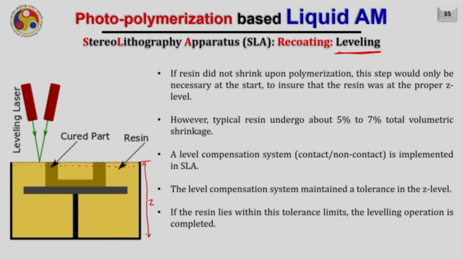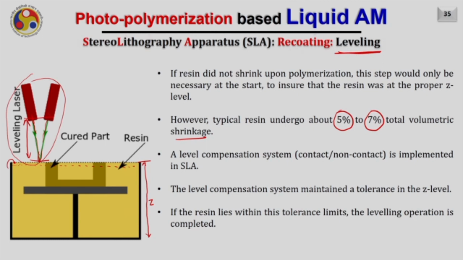Typically, a resin goes up to about 5% to 7% total volumetric shrinkage upon curing. A level compensation system, contact or non-contact, is implemented in SLA. So, for example, this is a non-contact system. There is a laser which is coming here. This is the emitter and this is the receiver, and the laser gets reflected from here, and the height can be measured. If this measured height is increasing, that means more material is required to be filled here, as due to shrinkage some material has been lost.